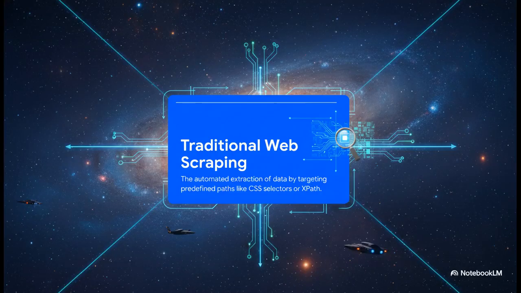So let's just get on the same page really quickly. When we say traditional web scraping, what are we talking about? Well, think of tools like Selenium or BeautifulSoup. It has always been about one thing: location. We write a script that gives a very precise, very rigid set of instructions like go to this page, find the div with this exact class, and pull out the text.